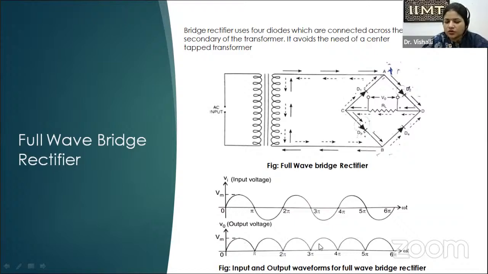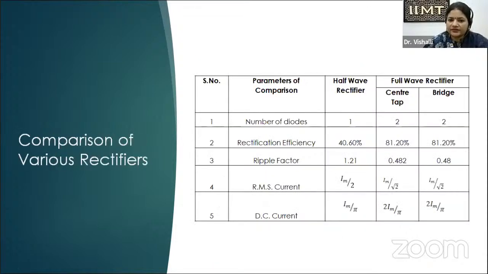This output is called a pulsating DC, because it is DC but it is in the form of pulses. So that is why it is called a pulsating DC. So that was all about your rectifier circuit. Now we will compare the different rectifier circuits. We have studied basically three rectifier circuits: half wave, and in full wave we have center tap and bridge rectifier circuit. If we compare them, in the half wave we have already discussed that the efficiency of the rectifier is very low and the ripple factor is very large.